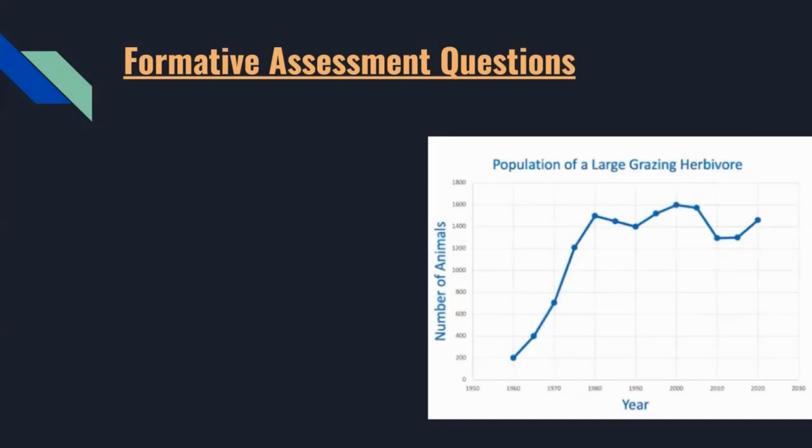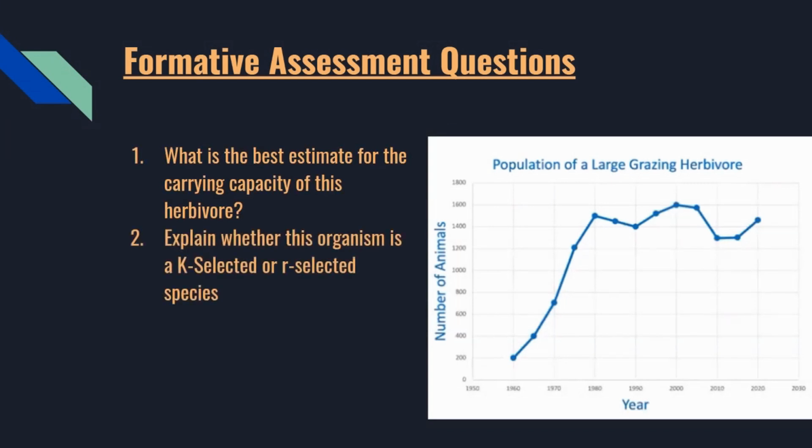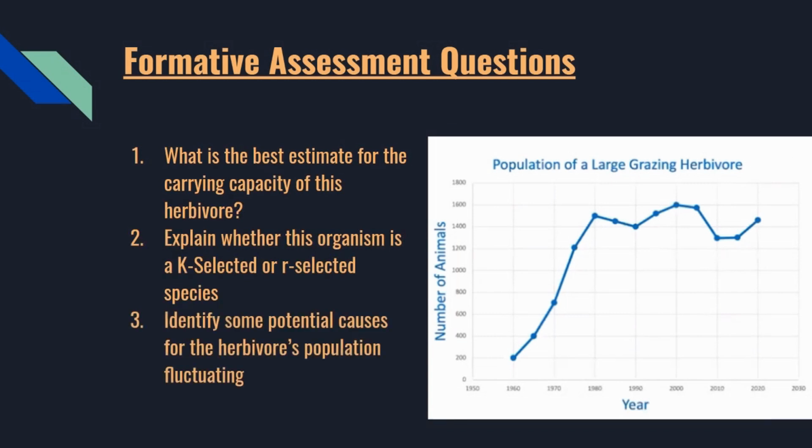Now, to make sure we got the idea of carrying capacity, we're going to have a couple of formative assessment questions using this graph on the population of a large grazing herbivore. For question one, looking at the graph, what's the best estimate for the carrying capacity of this herbivore? For question two, explain whether this organism is a K-selected or R-selected species. And for question three, identify some potential causes for the herbivore's population fluctuating, especially between the years of 1980 and today, 2020.